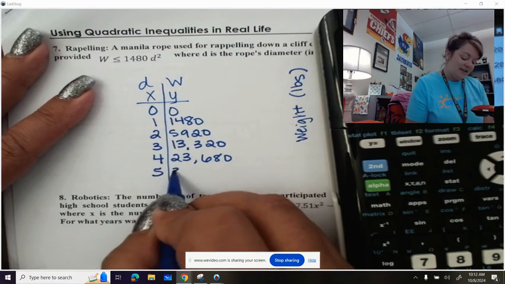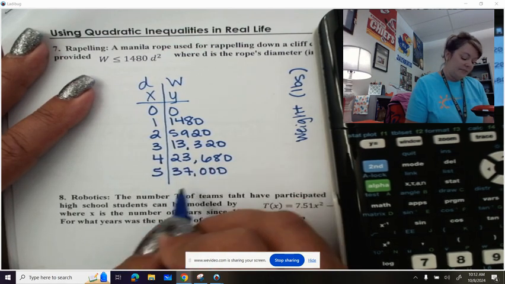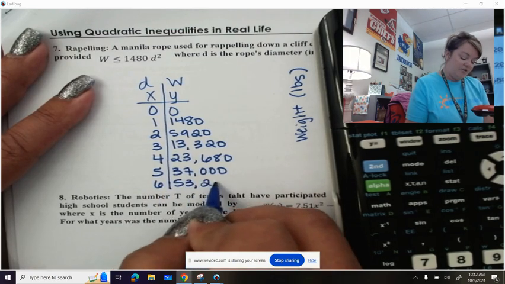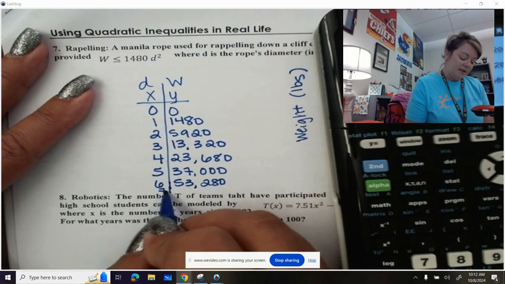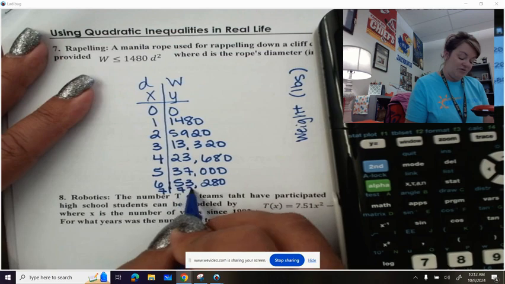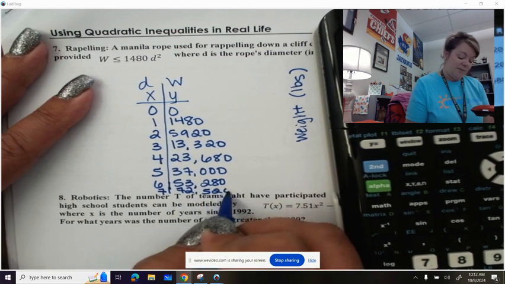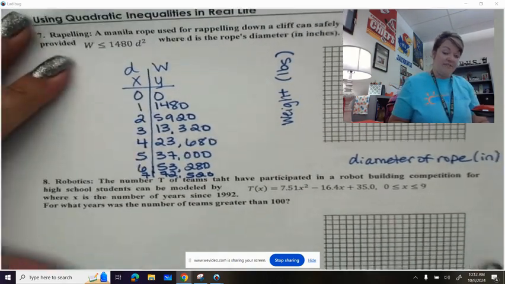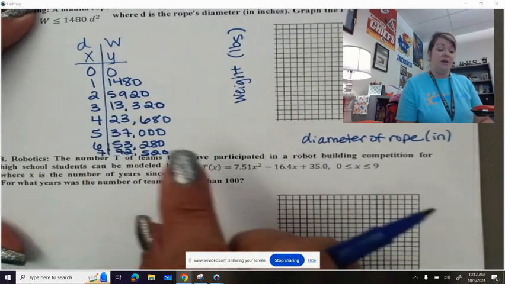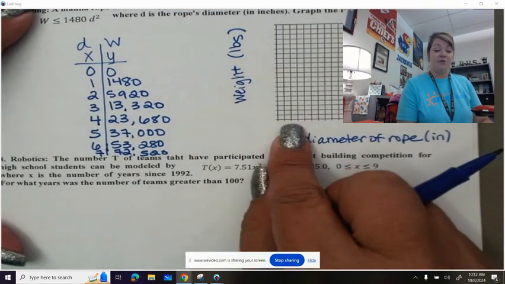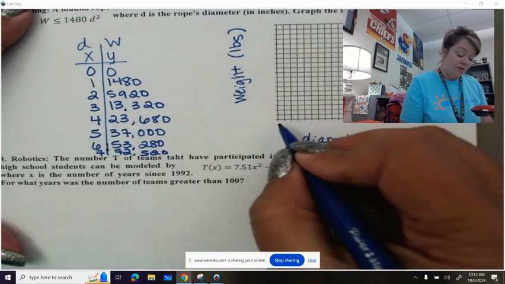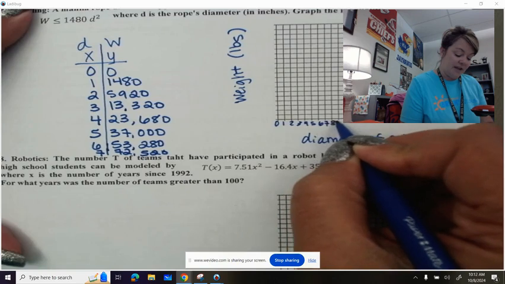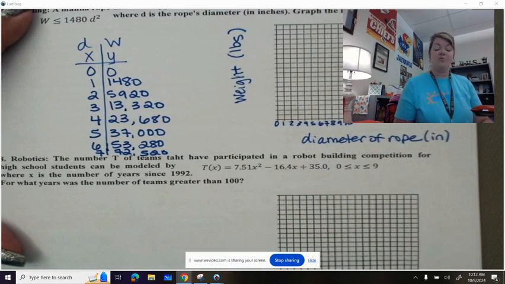5 is 37,000 pounds. 6 would be 53,280 pounds. And I'll put one more, 7, 72,520 pounds. That's a lot. Okay. So my x-axis, when I go to graph this thing, I'm just going like 0, 1, 2, 3, 4, 5, 6, 7. So I'll just do it by ones. No problem. So 0, 1, 2, 3, 4, 5, 6, 7, 8, 9, 10, etc. That's the rope's diameter in inches.